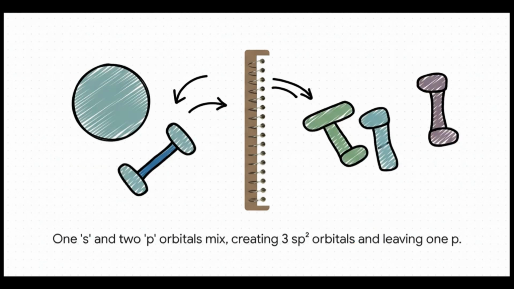For this to work, carbon gets a bit more selective. It only mixes its 2s orbital with 2 of its p orbitals. This creates 3 new sp² hybrid orbitals, and this is the really crucial part. It leaves 1 of the original p orbitals completely untouched, or unhybridized.